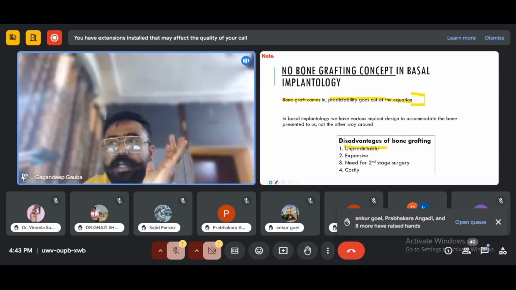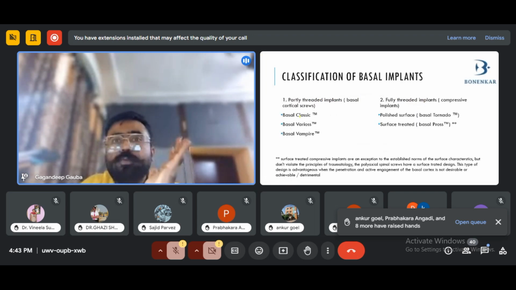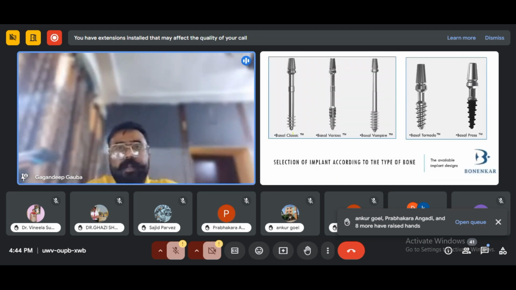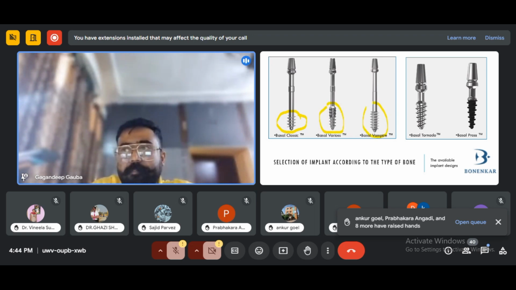We have two classifications, right? One is the partially threaded implants, these are the basal cortical screws, and one is the fully threaded implants, these are the compressive screws, right? In the partially threaded implants, we have the basal classic implant. Apart from that, there is a basal various, like we have talked about, and there is a basal vampire, like in the previous slide, so we have mentioned.